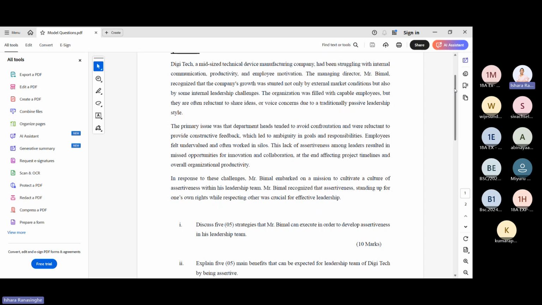Right? Please keep that in your mind. So write down 5 strategies plus link those 5 strategies with the case study. Right here, this is from this slide. I will show the slides also. Strategies.